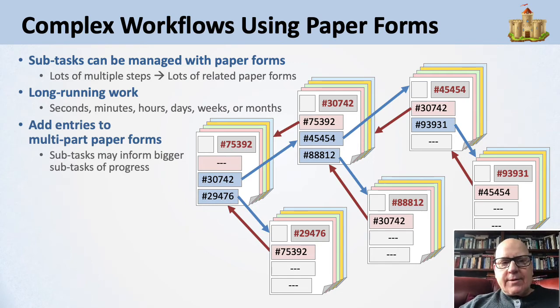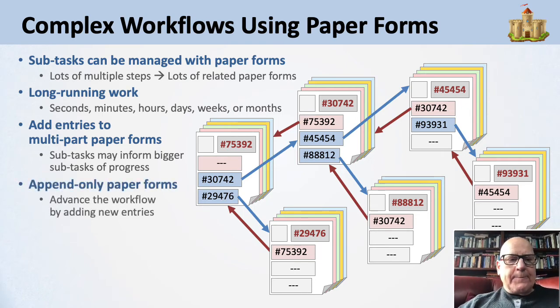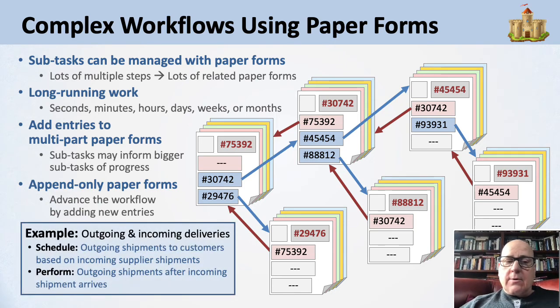And you would add entries to the multi-part paper forms with the subtasks informing bigger subtasks of progress. And you would append only to those paper forms, and that advanced the workflow. And so an example may be that I want to schedule my outgoing shipments to customers, but I've got to wait to see when the incoming shipments are actually arriving. And then when they actually arrive, then I can use that to stimulate the actual delivery of the shipments to my customers once my suppliers get it to my warehouse. All of this can be driven by a complex relationship of paper forms. And that's how things were done before I was born, and I'm kind of old, so that was a long time ago.